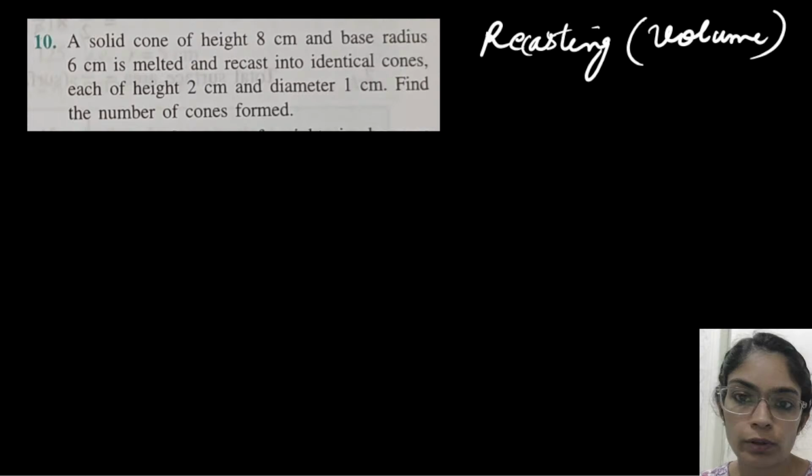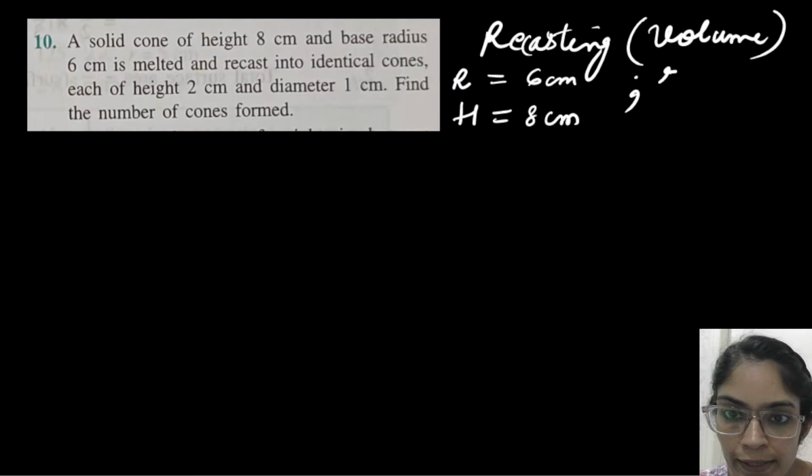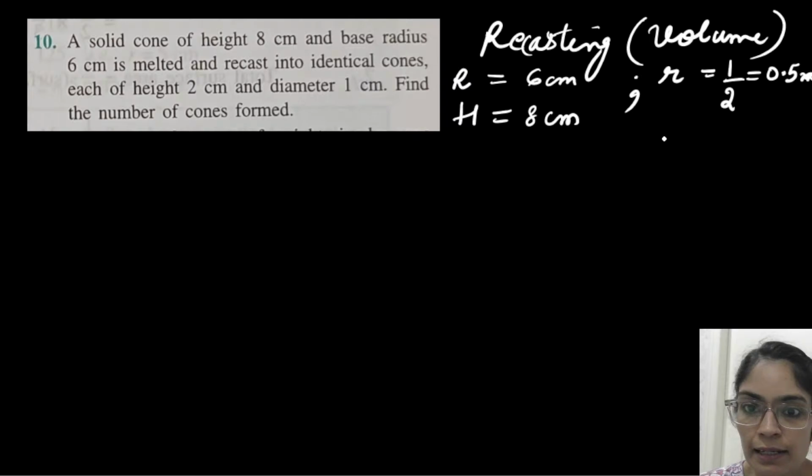So whatever is the radius, I'm writing with capital R. The radius of the base is 6 centimeter, and height I'm writing as capital H. This is 8 centimeter. So one solid cone of radius 6 centimeter and height 8 centimeter is recasted into many cones, and those cones' diameter is 1 centimeter. If diameter is 1 centimeter, radius will be 1 by 2, so that we can write as 0.5 centimeter, and height is 2 centimeter.